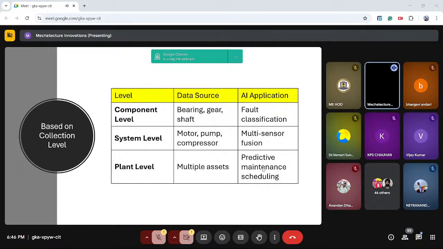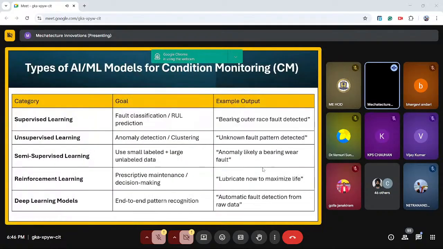Condition monitoring always starts with data acquisition, and we already saw the different kinds of data that AI uses. Now we need to understand what algorithm identifies and analyzes this data. In general, the AI models are supervised learning, unsupervised learning, semi-supervised learning, reinforcement learning, and deep learning models. The goals and outputs are already given.